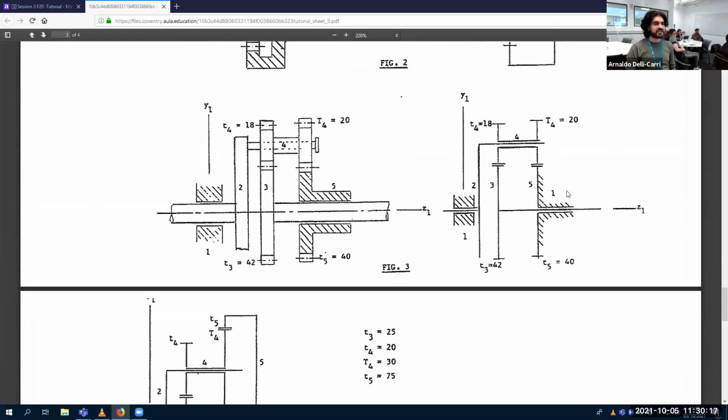Let's look here. How many ring gears do you have here in figure 3? None. There are no ring gears. There is no ring. There are no internal meshing gears. So how many planets do you have here? Is it 1 or 2? It's 1 planetary body with 2 gears.